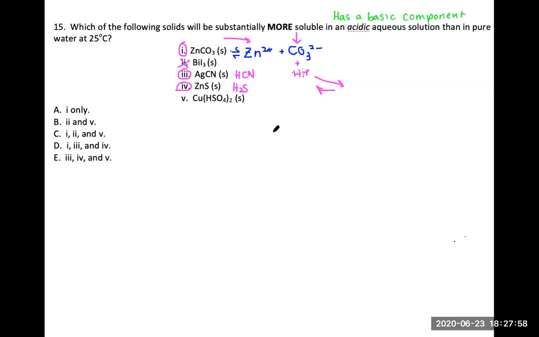And then this is where the tricky part starts. HSO4 minus is the conjugate of a strong acid. H2SO4 is strong, and since it's the conjugate of a strong acid, it's a negligible base. So changing the pH, increasing the acidity of the solution, won't change the solubility. So the correct answer here is D.